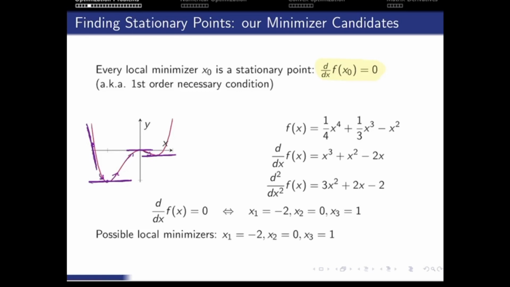But if we have a local minimum, then it also has to be a stationary point. Now let's look at this example here. We have defined a function f, and then we calculate the gradient and the second derivative, and then we put the gradient equal to 0, and then we get our set of candidate minimizers. So these are all the stationary points.